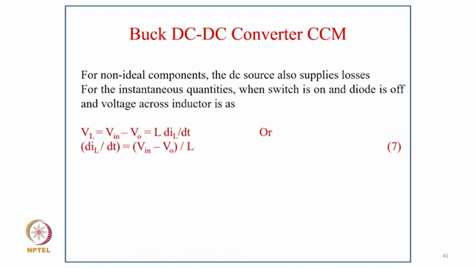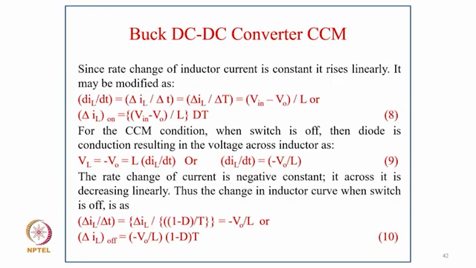For non-ideal components, the DC source always supplies the losses. For the instantaneous quantities, when the switch is on or the diode is off, the voltage across the inductor is VL equal to V in minus VO equal to L dIL by dt, or dIL upon dt equal to (V in minus VO) upon L. That gives a constant slope, so the inductor current is rising, provided the inductor is not saturated. Since the rate of change of inductor current is constant, it rises linearly.